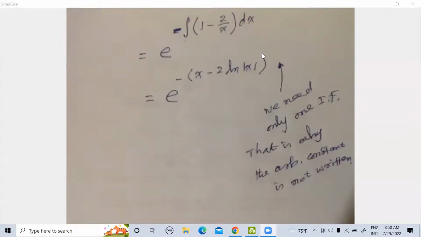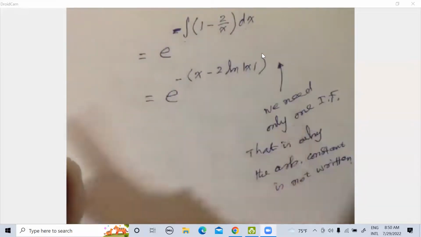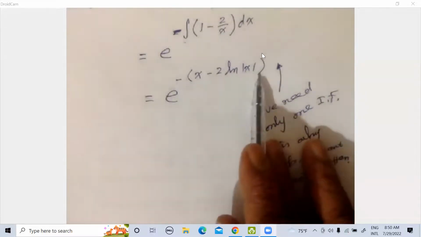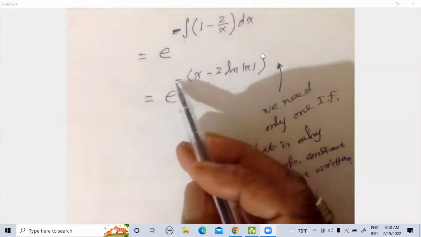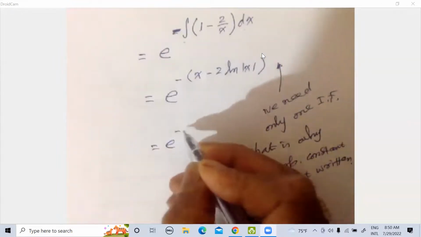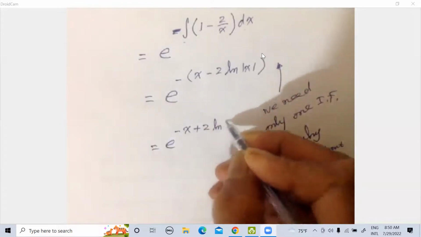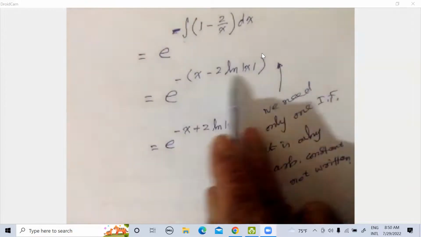Okay, so we are going to multiply the equation by the integrating factor. Whether it is plus 1 or minus 1, after multiplication the minus sign disappears. Now here absolute x is still there. We'll see what happens after simplification. We multiply this out: e to the minus x plus 2 ln absolute x, minus sign.